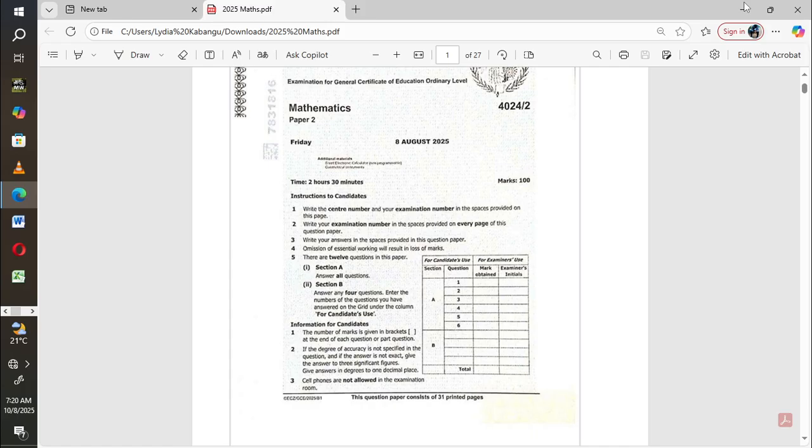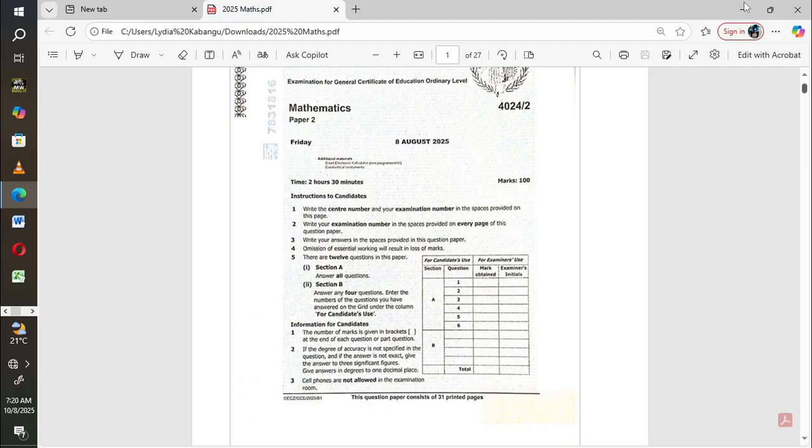Write the center number and your examination number in the spaces provided on this page. So this is the same answer booklet that you're supposed to be using. Write your examination number in the spaces provided on every page of this question paper. So this is the same question paper and it is the answer booklet that you have to use. Write your answers in the spaces provided in this question paper. So this is what we are going to be doing.